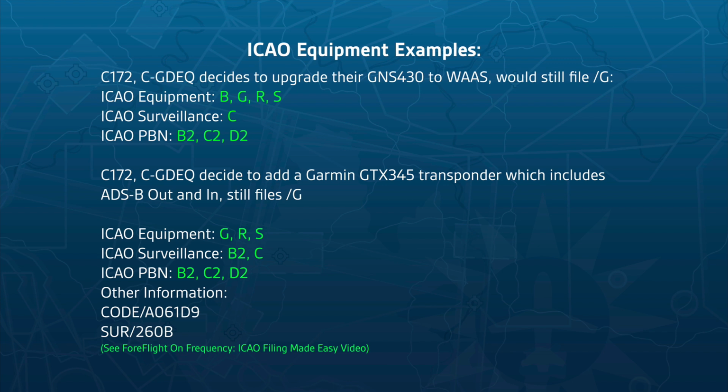Now, we'll get into what code and SIR actually mean, but if you have any questions regarding PBN codes or just ICAO equipment codes themselves, we really have a great webinar called ForeFlight on Frequency, ICAO Filing Made Easy. It is a fantastic deep dive into ICAO filing, and it's put on by our flight operations team. And if you want to just venture and learn more about that after this webinar, that's where it's available under our support videos.